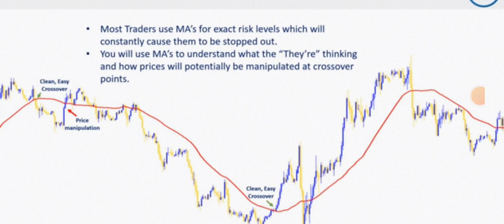Same thing down here. We have a clean, easy crossover. Feels like an easy buying opportunity, actually puts you into the money, but then followed by price manipulation, stopping those traders out. And you'll notice in both of these circumstances, both when the traders sold and when they bought on both these crossovers, the market actually eventually did what they thought it was going to do. But if you don't understand that these can be potential manipulation points and you don't understand the master pattern that's happening behind the scenes, then this could be a very frustrating situation to deal with.